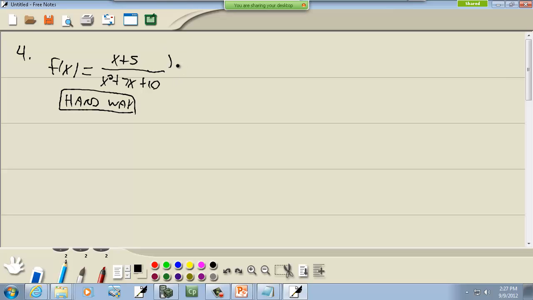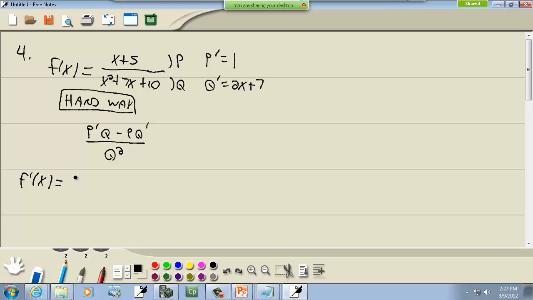Okay, I'm going to use my quotient rule. This would be P, and this would be Q. P prime would be 1. Q prime would be 2x plus 7. Now our formula, I always write down the formula each time. It helps me to remember it. Looks like this. So for our derivative, P prime we said was 1. Q is x squared plus 7x plus 10.